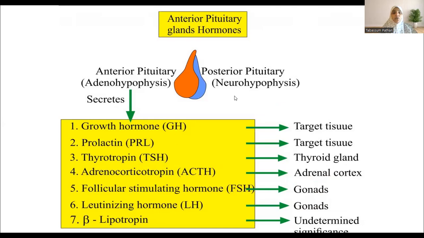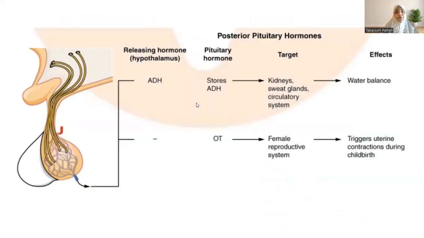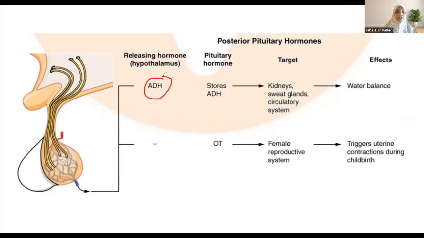So we will divide the two. We will cover the posterior pituitary hormones first, and then we will move to the anterior pituitary hormones. First, the posterior pituitary secretes only ADH, antidiuretic hormone. Now this is a releasing hormone. Remember in the first slide I told you what releasing and inhibiting hormones are. Releasing means a certain hormone is released and goes to the target organ. It will tell the target organ to release another set of substances and cause an effect. So releasing will have a triggering effect.